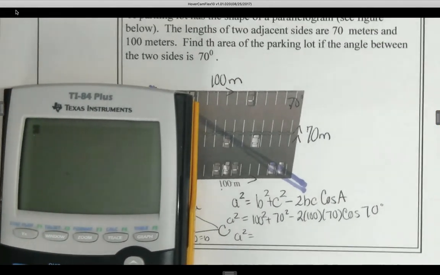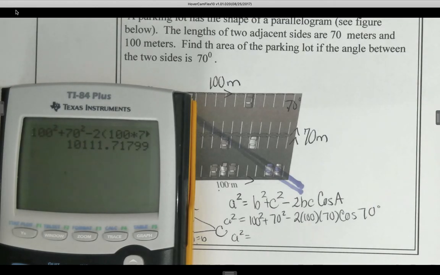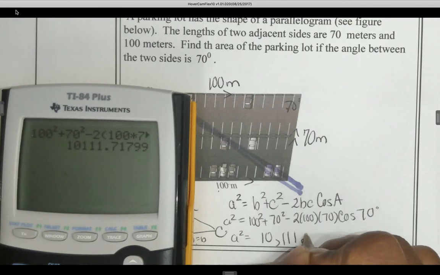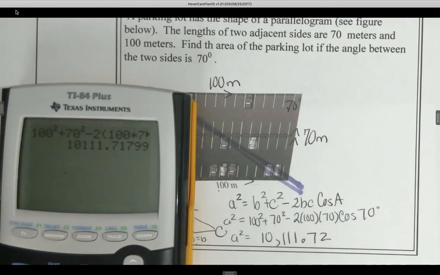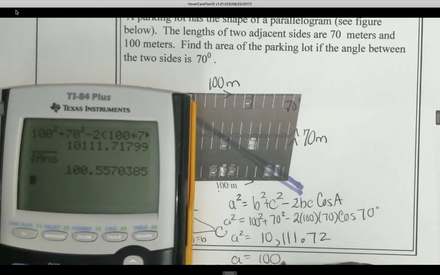All right, so we have 100 squared plus 70 squared minus 2 times 100 times 70 times cosine of 70 degrees, which gives me 10,111.72. If I square root that answer, that will give me about 100.56, we'll say, and everything's in meters.